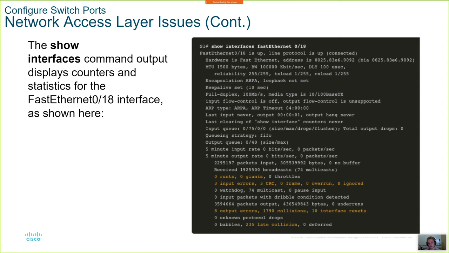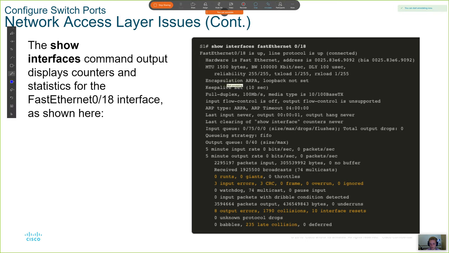So we can use our show interfaces. This is a great one here. I'm not going to go through all of this. There's a lot of data here. We can see these runts and these giants. We mentioned those. Runts are frames that are too small. Giants are frames that are too big. And we can enable jumbo frames on some data center type gear that's going to allow us to actually use those giant frames. But you'll see there's a couple of input errors here.